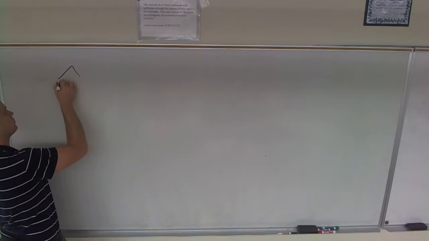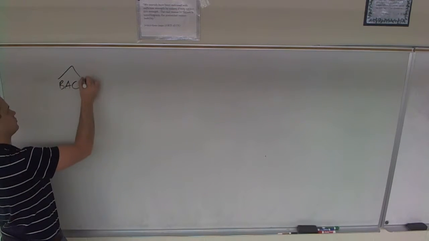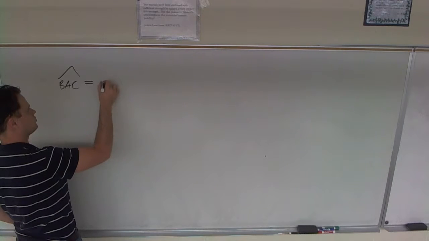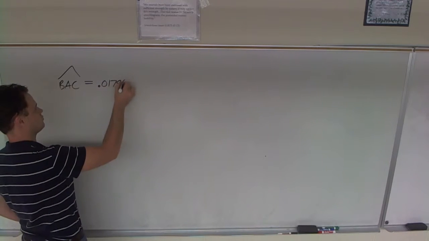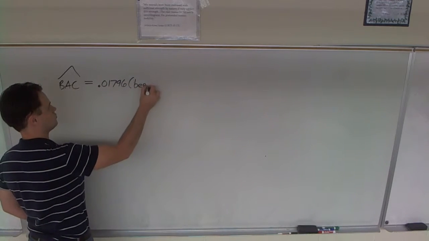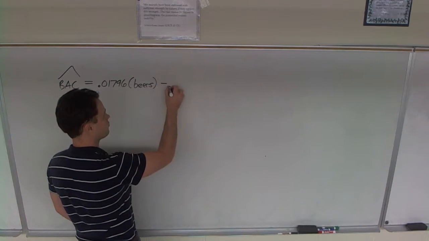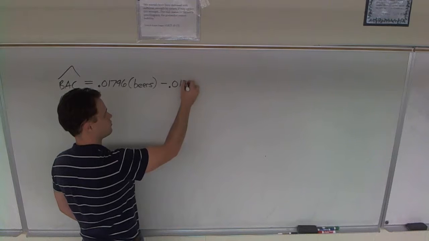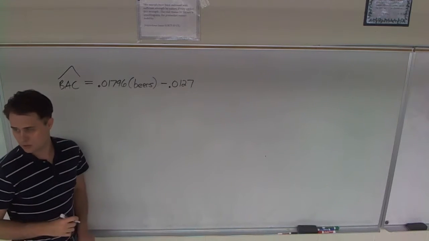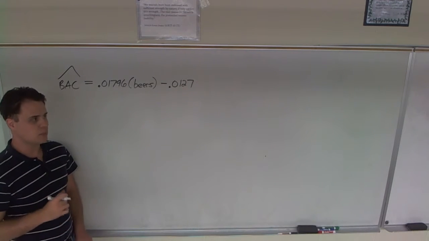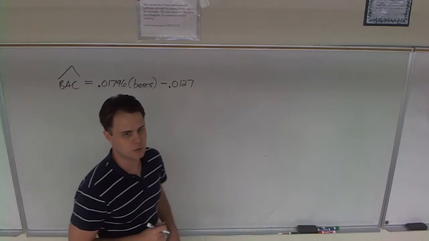Y equals 0.01796 x minus 0.0127. 27? Thanks, guys. So that was the blood alcohol content and beer model that we had yesterday.